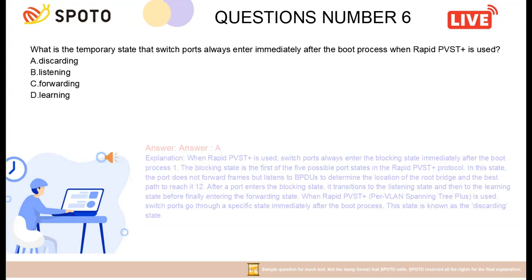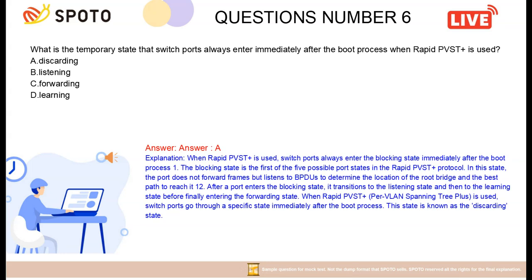Answer A. When Rapid PVST+ is used, switch ports always enter the blocking state immediately after the boot process. The blocking state is the first of the possible port states. In this state, the port does not forward frames but listens to BPDUs to determine the location of the root bridge and the best path to reach it. After a port enters the blocking state, it transitions to the listening state and then to the learning state before finally entering the forwarding state.